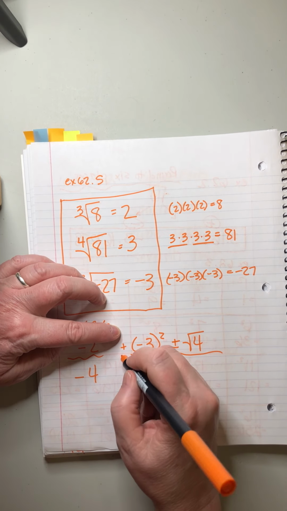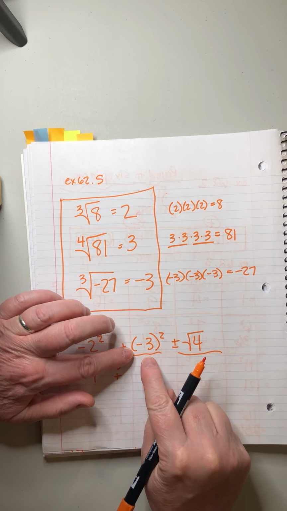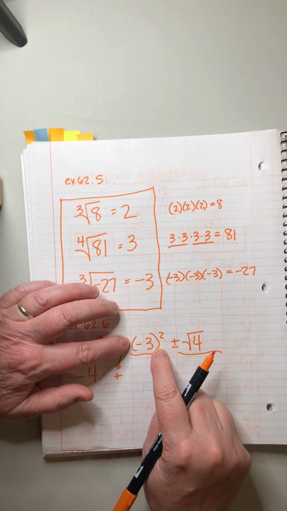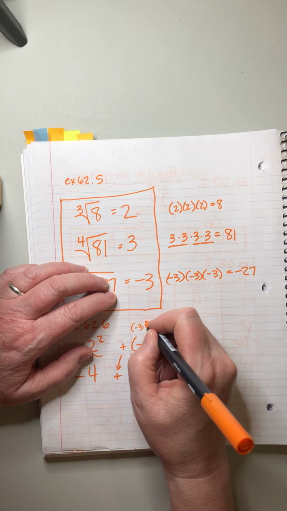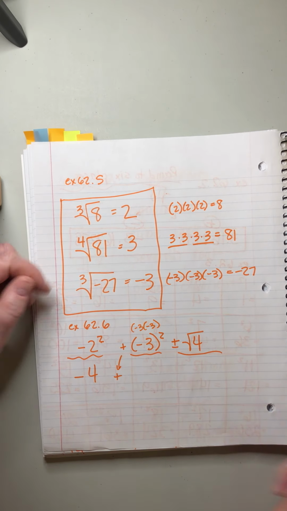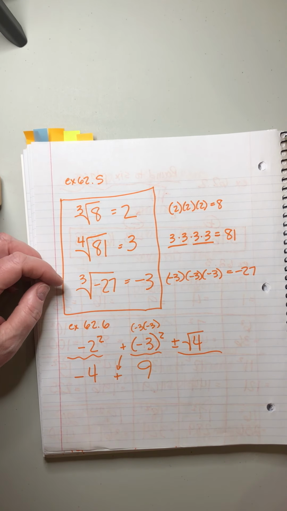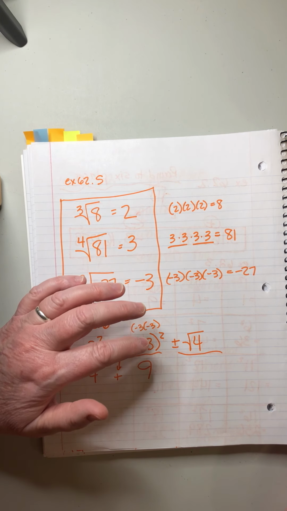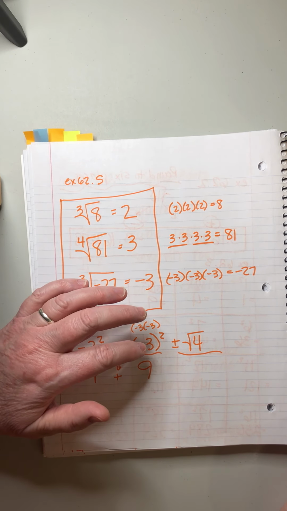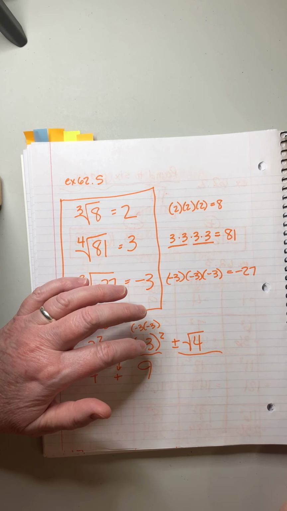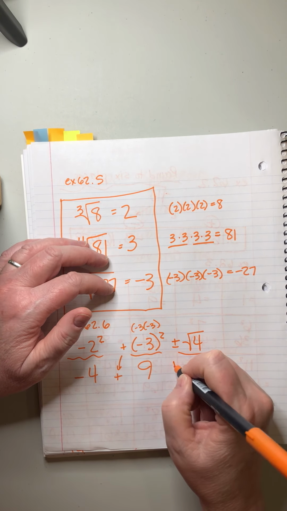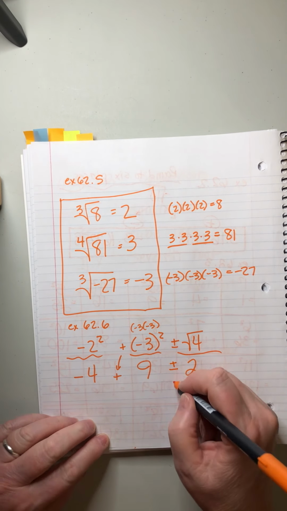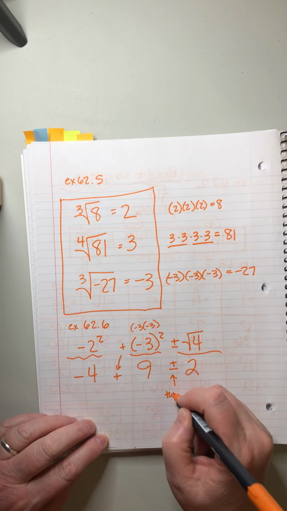Okay, I'm going to copy this plus sign down. Now this minus sign is protected by parentheses, so I can't cover it up. It goes along for the ride. Minus 3 times minus 3 is positive 9. So that goes there. Square root of 4 is 2. But it tells me to both add and subtract it. What that means is that I'm going to have 2 answers.